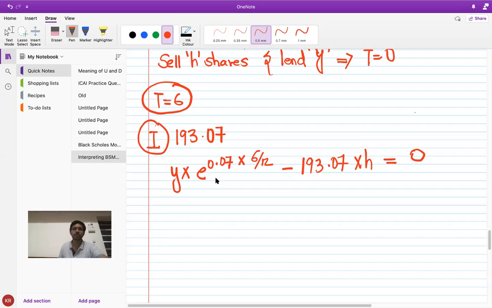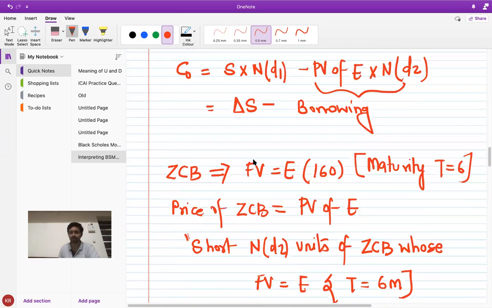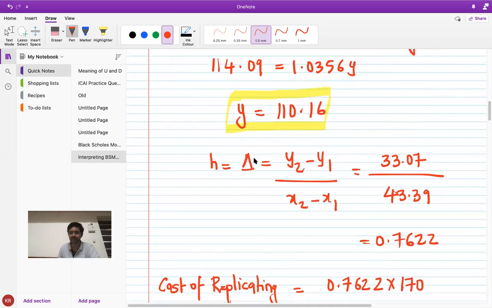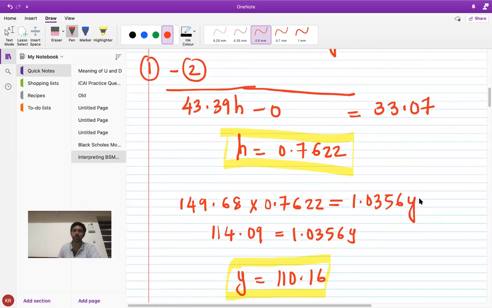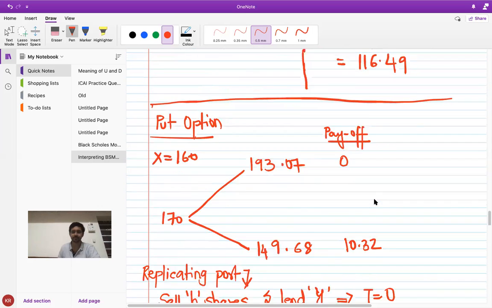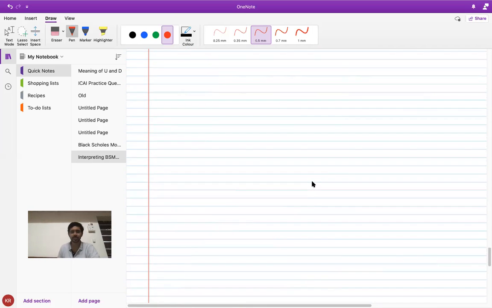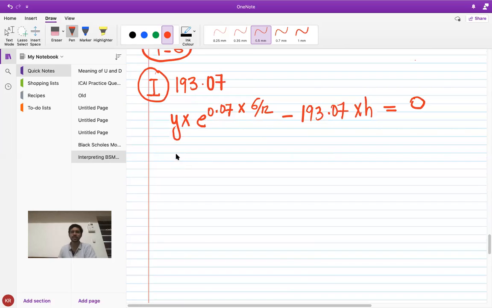If we solve this, y into e power 0.07 into 6 by 12 is something we solved for above. So I'll just take it from here. It is going to be 1.0356y minus 193.07h equal to 0. This is when the share price is 193.07.